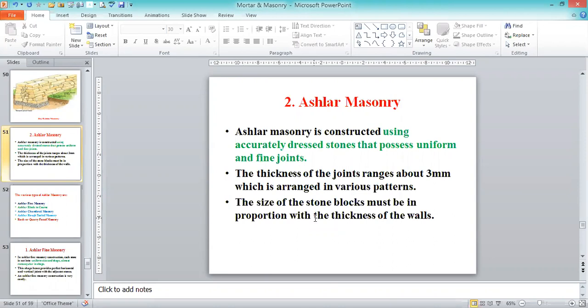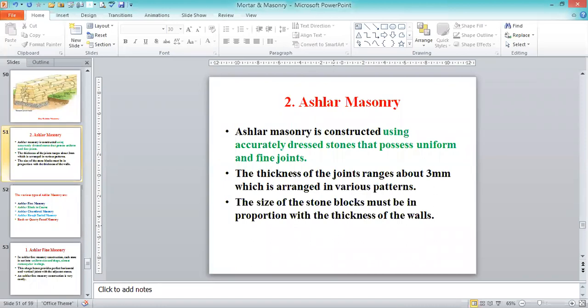We also make them using various instruments. We have to make sure that there are perfect joints and perfect edges. We prepare the stones from the quarry and use them in the construction, which is known as ashlar masonry.